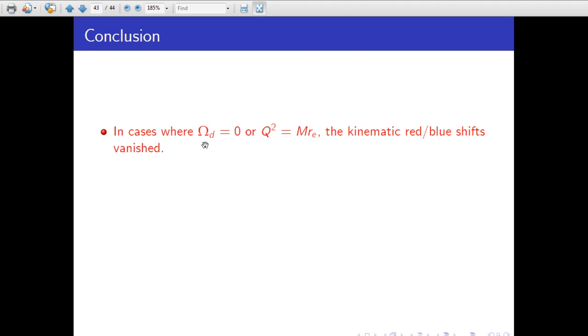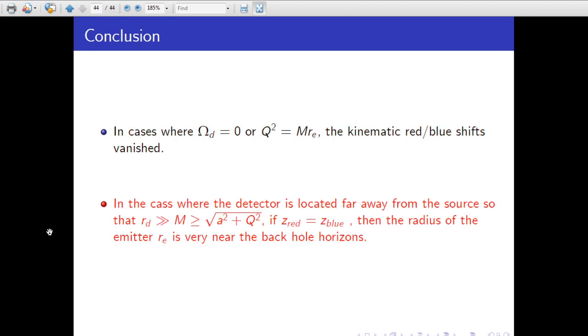In the case where omega_D, the angular velocity of the detector, equals 0, or the square of the charge equals this quantity, the kinematic red-blue shifts vanish, so we only have a gravitational redshift. And in the case where the detector is located far away from the source and satisfies this condition, and where the blue shift and redshift equal each other, then the radius of the emitter R_E is very near to the black hole horizons.